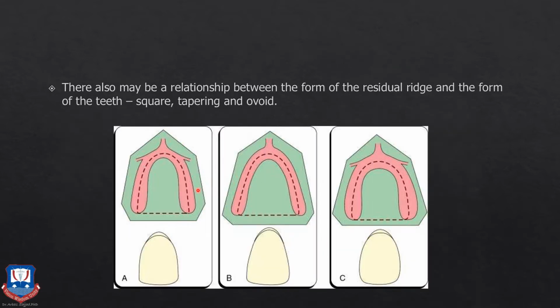Also, the shape of the residual alveolar ridge in general will help us in guiding the form of the anterior tooth to be selected. We all know we have three types of arch forms, that is square, tapering and ovoid. So depending on this we will select the tooth form that best corresponds to the arch. If we see a square shaped arch, we will select a square shaped tooth mold. If we have a tapering arch, we'll select a tapering tooth mold, and if we have an ovoid arch, we'll select an ovoid shaped tooth mold.